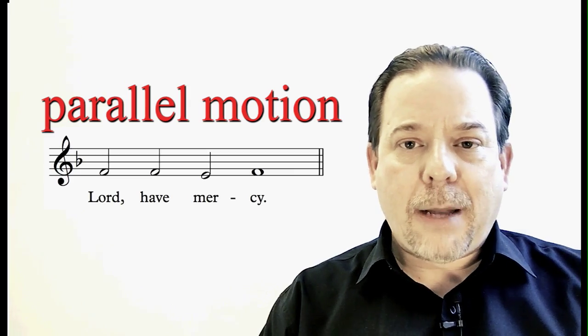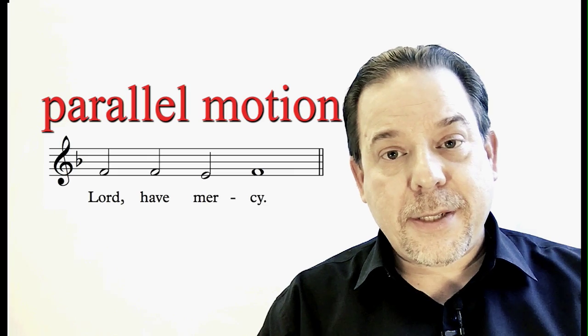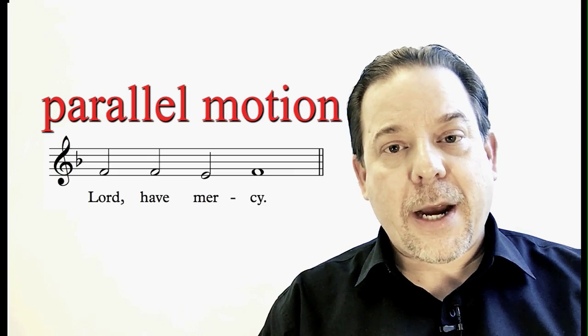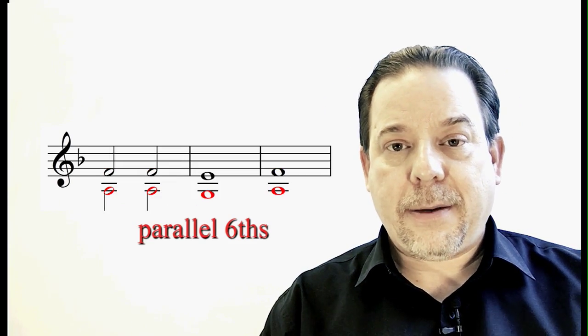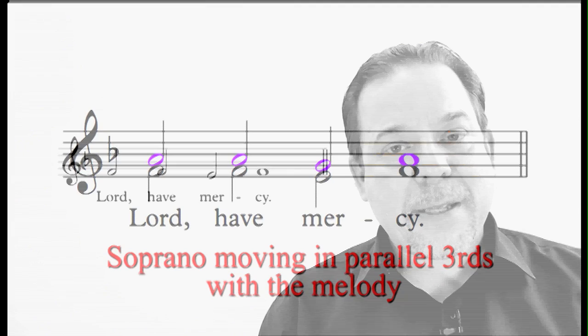And this parallel motion we often find in one of the upper three voices, and we find it moving in either parallel thirds with the melody or parallel sixths with the melody. Now, if this melody were in the alto, most often we find that it's the soprano that will be the parallel voice, moving in thirds with this melody. Lord have mercy.